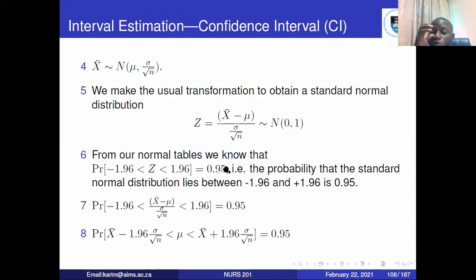When we meet face to face, I will use those books to show you how to read. If you have a probability of 95%, how do I get the corresponding Z values?